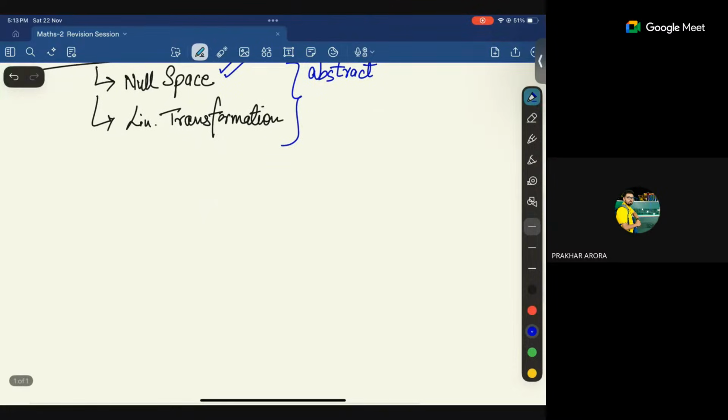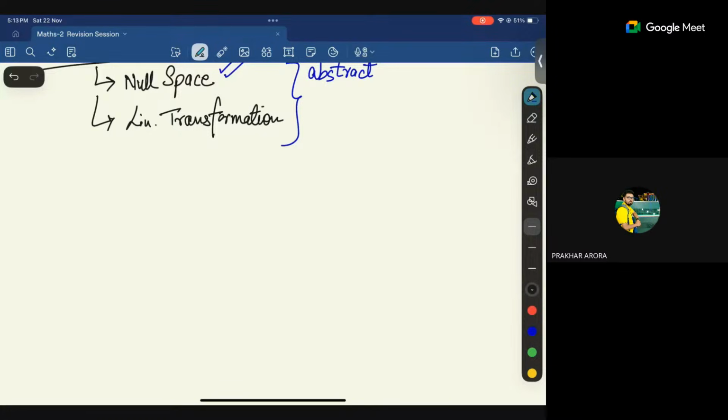Now here we are. Let's take a 2 cross 2 matrix. Okay, I have a matrix here. Let's start from even before. Let's start from here.